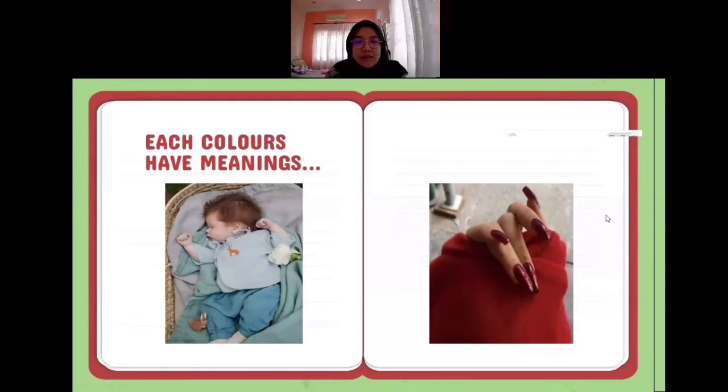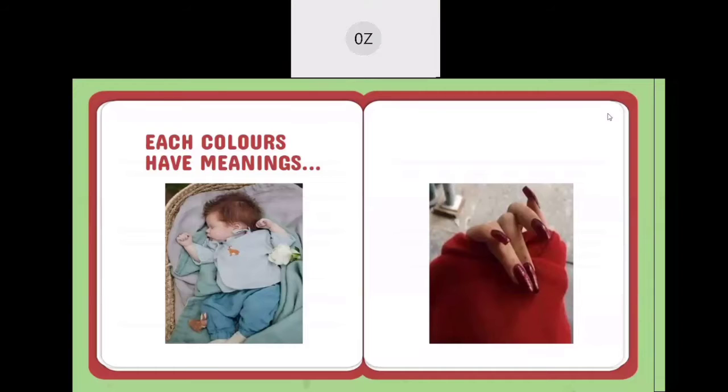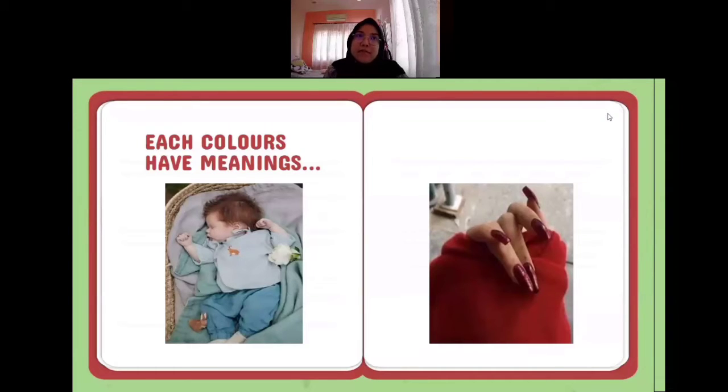Okay, so each color has meanings. What comes into your mind when you see these pictures? Okay, baby boy. During ancient Egypt, baby boys were dressed in blue because it reflects the color of the sky. They believed the sky is where the god lives, so when a baby boy wears blue, it can give them protection or power. And women who had red fingernails were often thought to be in the highest social class.